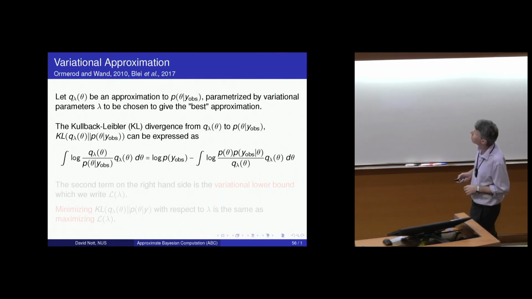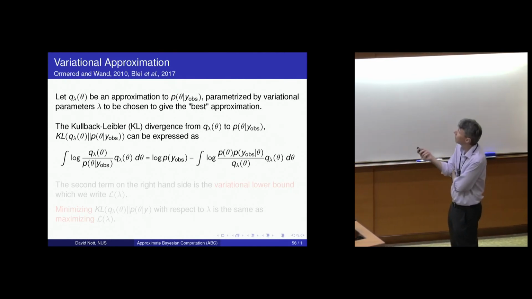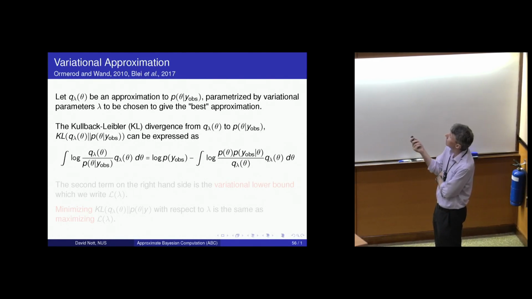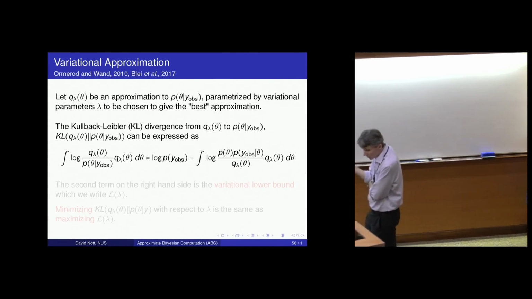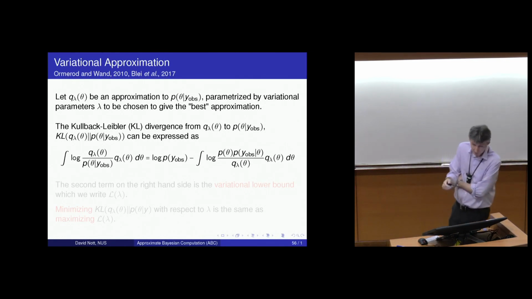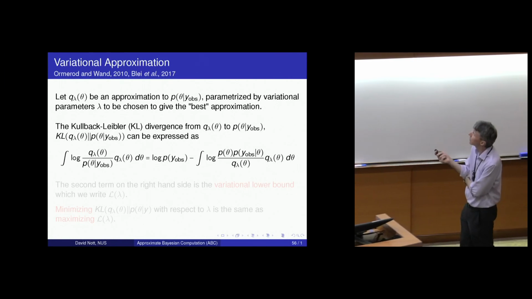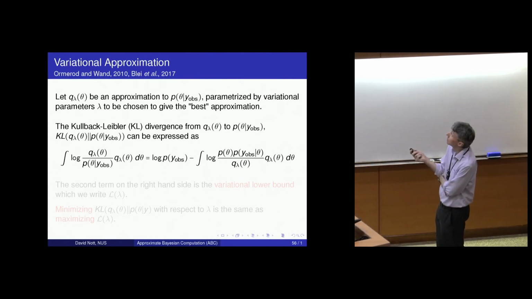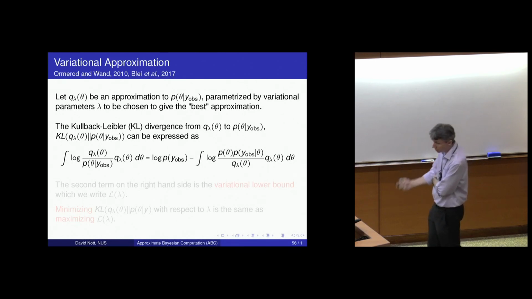Okay, so with variational approximation, what we're going to do is consider some sort of measure of the quality of an approximation to the posterior. Here we're going to use the Kullback-Leibler divergence. The Kullback-Leibler divergence between the true posterior and an approximation q_lambda(theta) can be written like this. So q_lambda(theta) is our approximation. The lambda is a parameter that indexes different members of the approximating family. And so what we want to do in variational approximation is choose the value of lambda such that you get the optimal approximation in the sense of this measure of closeness.